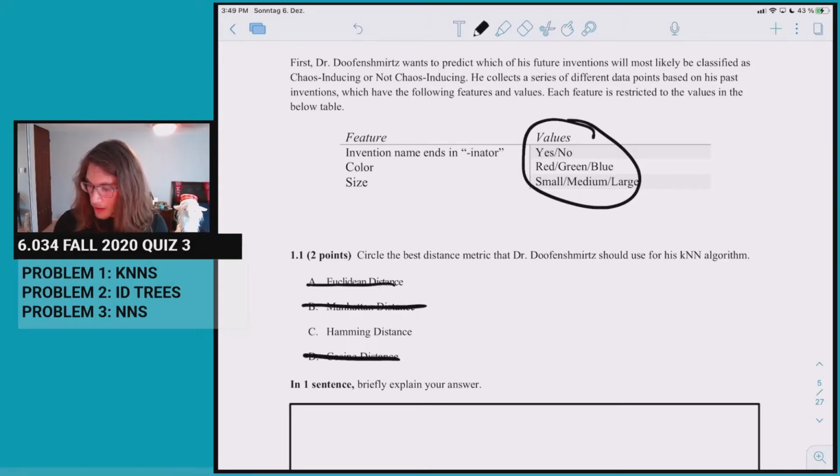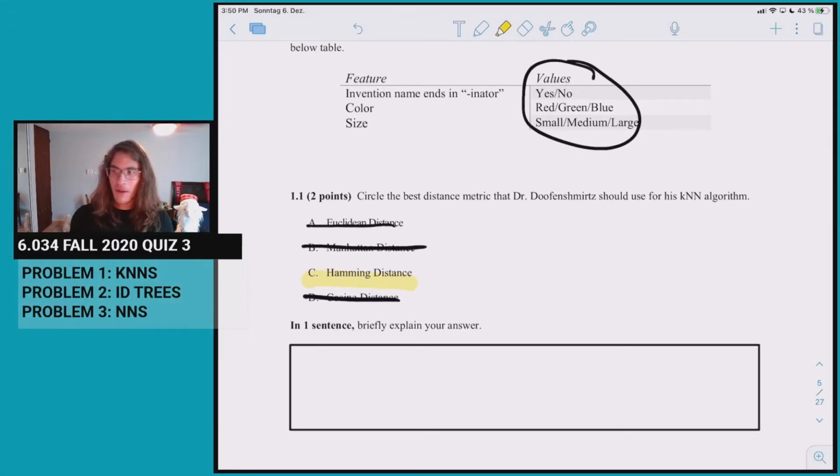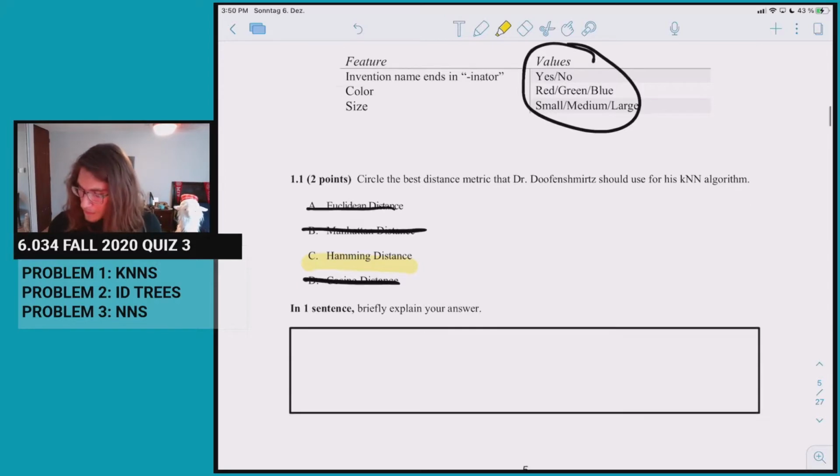First, what I need to think is, how is the classification determined? What determines the classification in this case is how similar it is to previous inventions whose features are non-numeric. And I think that entire description is what would tell me the most appropriate measure in this case is Hamming distance. That is also the explanation in the box right below the question. So I'll just move on.